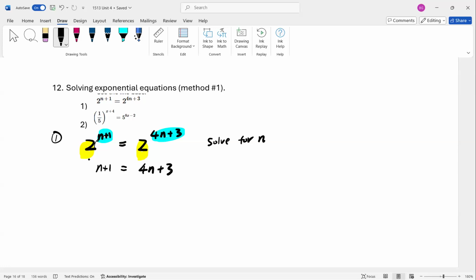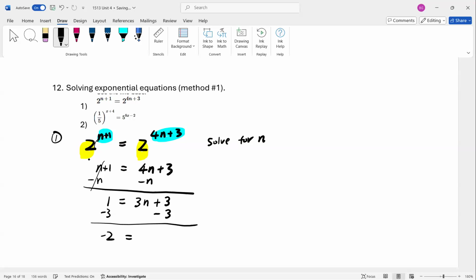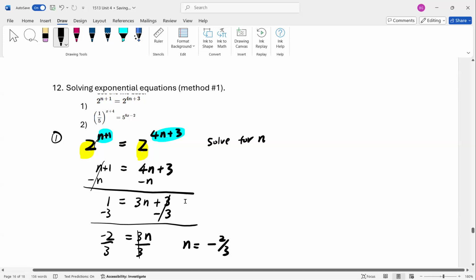What we're going to do is minus n from each side and cancel that. We have a 1 on the left side. We have 4n minus n, 3n plus 3. And then minus 3. 1 minus 3 is -2. And then positive 3, -3 cancel, so we have 3n. And then we divide each side by 3. 3 cancels 3. Then we have n equals -2/3.